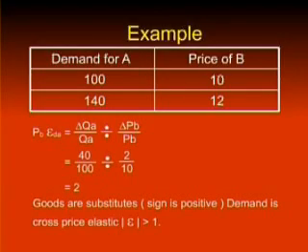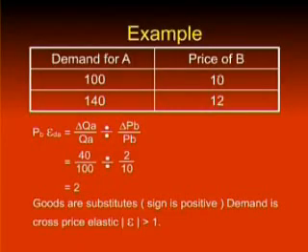Now, plugging this in our formula, we get 40 over 100, where 40 is simply the difference of 140 and 100. So it's 40 over 100, which is the percentage increase in quantity demanded of A, and we divide it by the percentage change in the price of B, which in this case would be 12 minus 10, that will give you 2 divided by 10. And this delivers a cross price elasticity of 2.